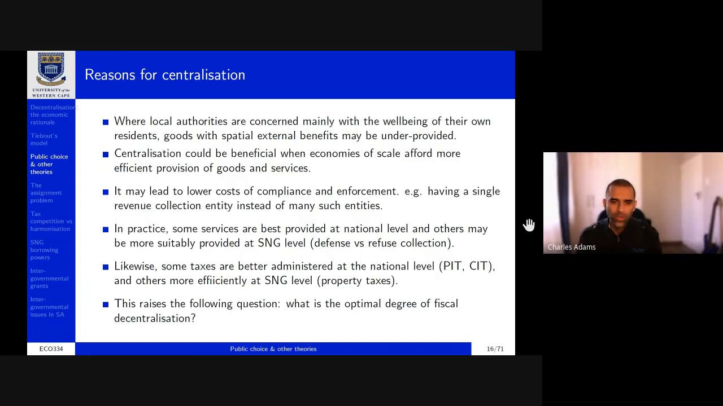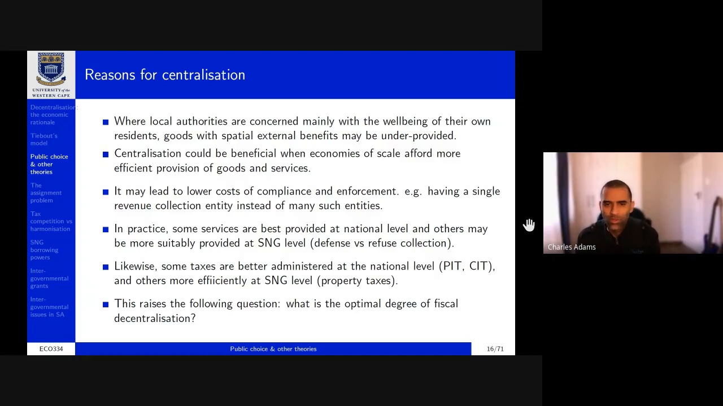Again, we'll get into that in a moment. The types of how we assign the duties at different levels, or the types of duties that are best assigned at different levels. And likewise, some taxes are better administered at national level, and others are better administered at the local level. Okay, so this raises a question: what is the optimal degree of fiscal decentralization?